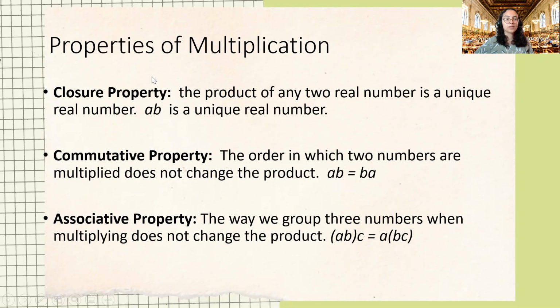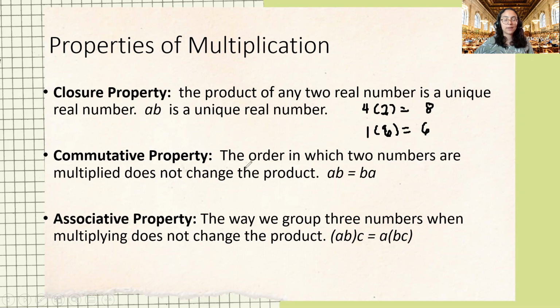So we're going to talk about some properties of multiplication, and some of these are good for you to remember when we are tackling different problems. For the first one, we have the closure property, which states that the product of any two real numbers is a unique real number. So A times B is a unique number. When we multiply, for example, 4 times 2, our unique number from this product is going to be 8, versus 1 times 6, it'll be 6, okay?